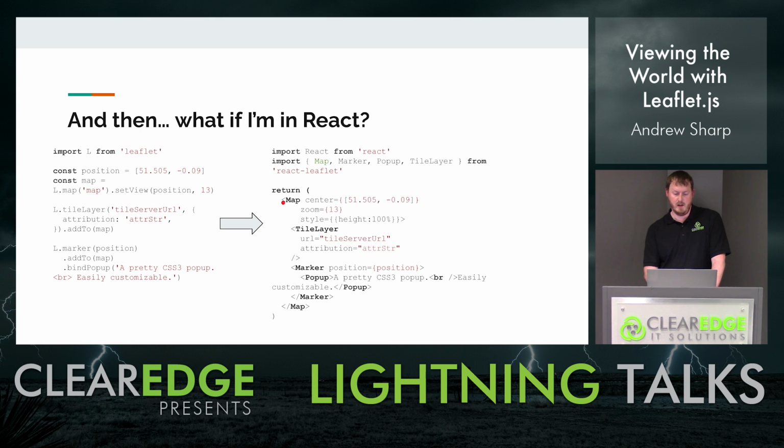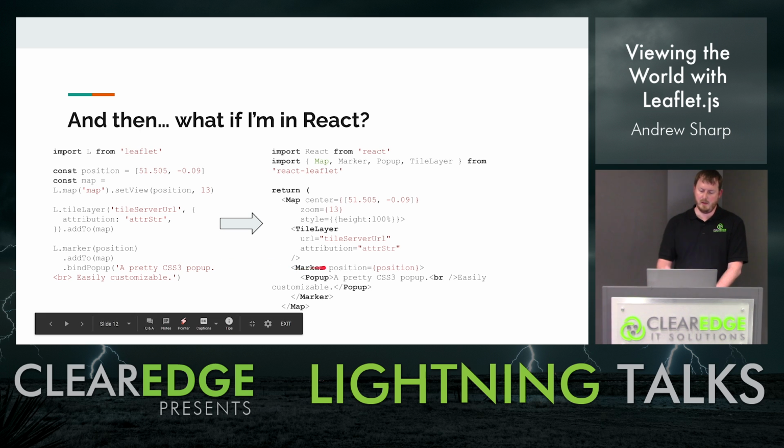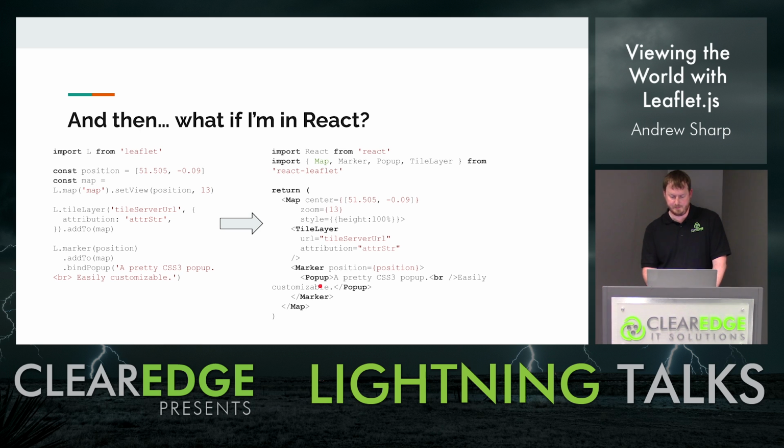So here's the map component, which is basically the same as L.map. Tile layer component, you can see you just give it a couple parameters like this. It's just a little easier to read. And then marker, L.marker as well. We threw a little popup on this guy so that when you click it, a little window will pop up saying easily customizable. Yeah, and it's that easy.